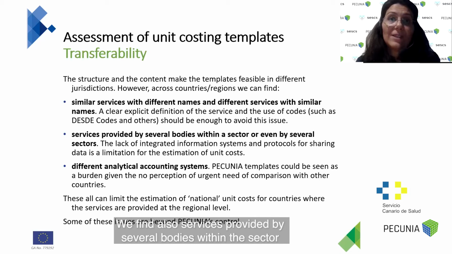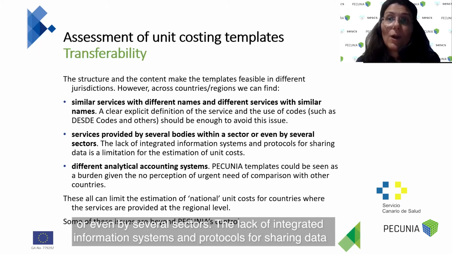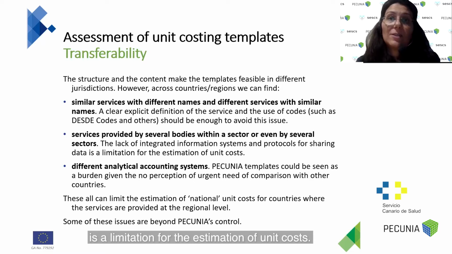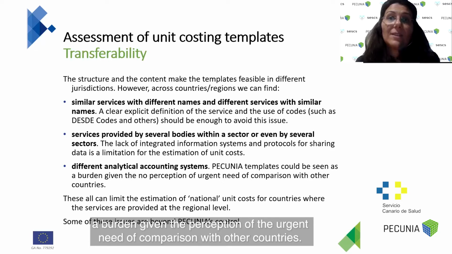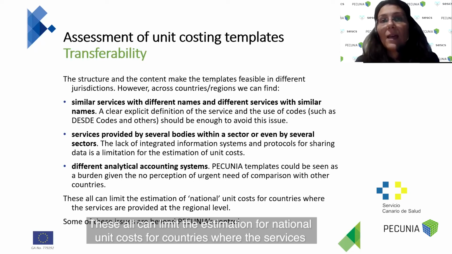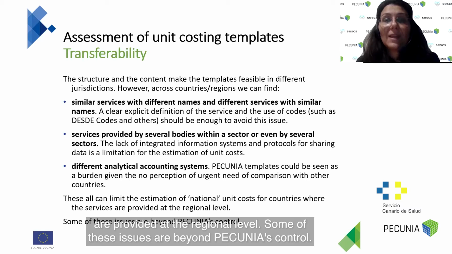We find also services provided by several bodies within a sector or even by several sectors. The lack of integrated information systems and protocols for sharing data is a limitation for the estimation of unit costs. We find also different analytical accounting systems. PECUNIA templates could be seen as a burden, given the no perception of urgent need of comparison with other countries. This all can limit the estimation of a national unit cost for countries where the services are provided at the regional level. Some of these issues are beyond PECUNIA's control.